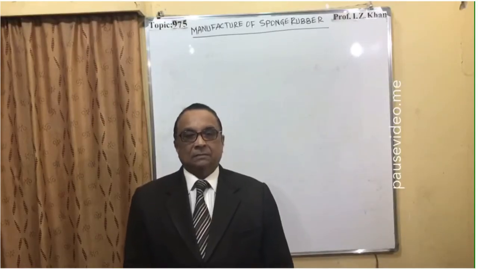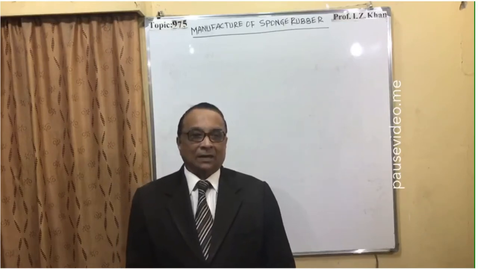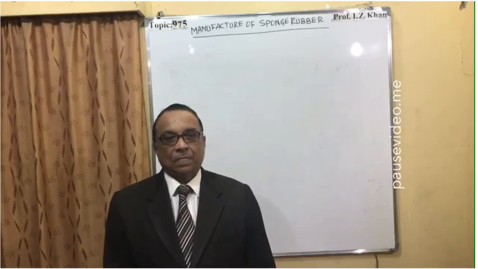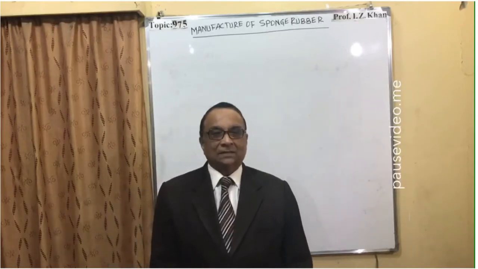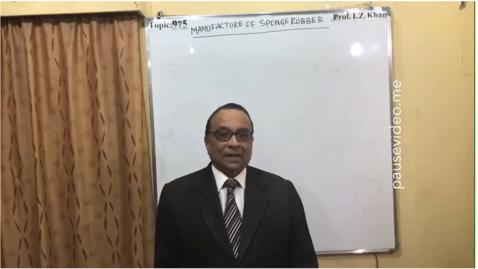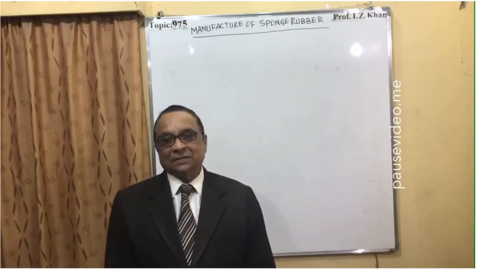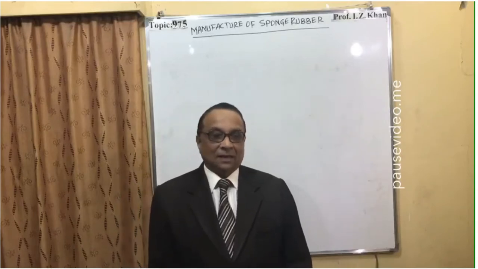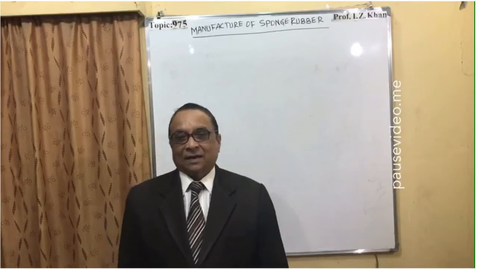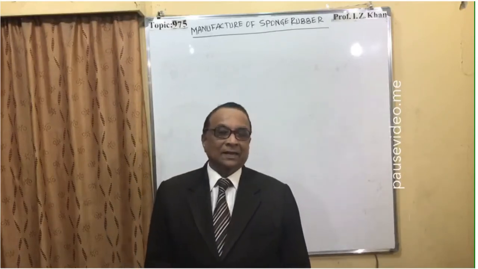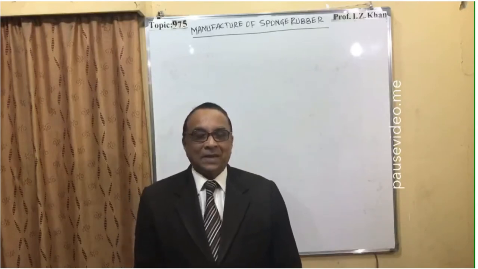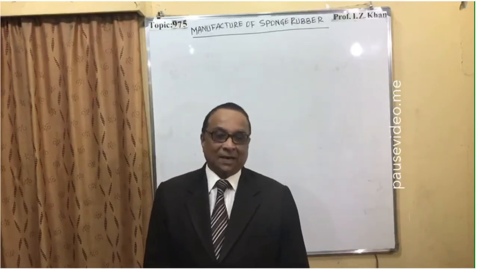Hello everyone, you are all welcome to lecture number 975, and today's topic is the manufacture of spongy rubber. If I say spongy rubber, it means it is puffy and it has some air balloons in the cell structure, and how to make such a puffy material of rubber.